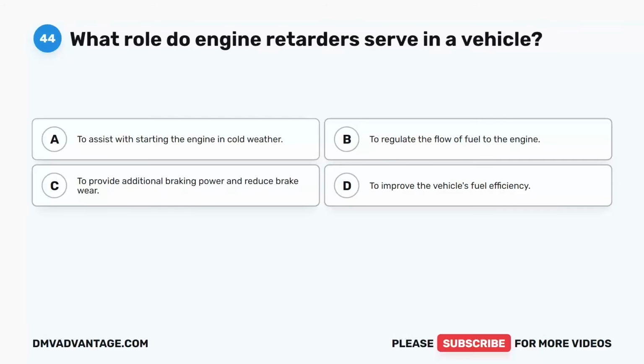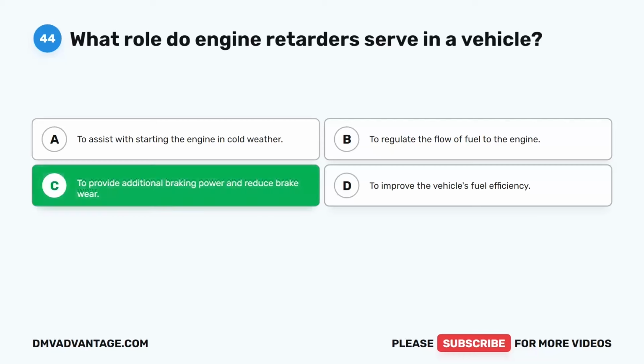Question 44. What role do engine retarders serve in a vehicle? A. To assist with starting the engine in cold weather. B. To regulate the flow of fuel to the engine. C. To provide additional braking power and reduce brake wear. D. To improve the vehicle's fuel efficiency. The correct answer is C. To provide additional braking power and reduce brake wear.